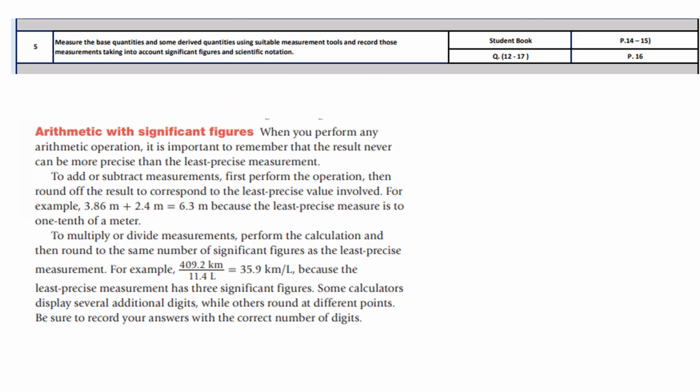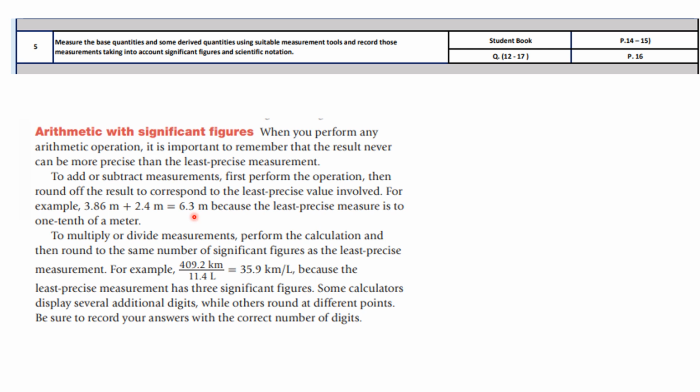With point number 5: measure the base quantities and some derived quantities using suitable measurement tools and record those measurements, taking into account significant figures and scientific notation. Very important: the significant figures and the scientific notation. Here they gave us in the book a small example of adding two numbers, the first with 3 significant figures and the second with 2 significant figures.